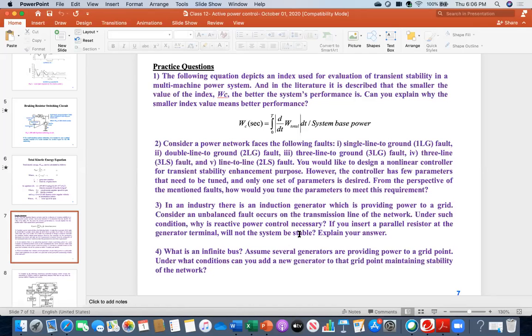To maintain the power factor. Yes, so why is maintaining the power factor needed? Why?